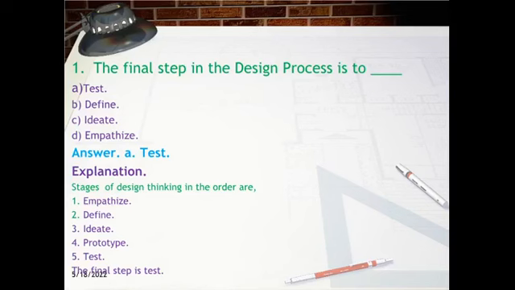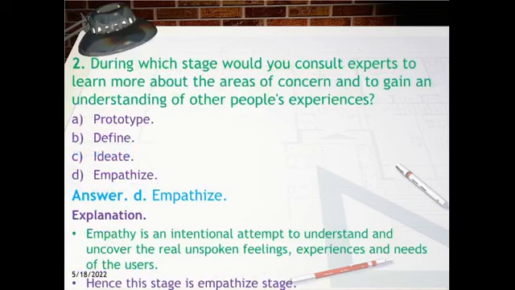Explanation. Stages of design thinking in the order are: 1. Empathize. 2. Define. 3. Ideate. 4. Prototype. 5. Test. The final step is test. 2. During which stage would you consult experts to learn more about the areas of concern and to gain an understanding of other people's experiences?